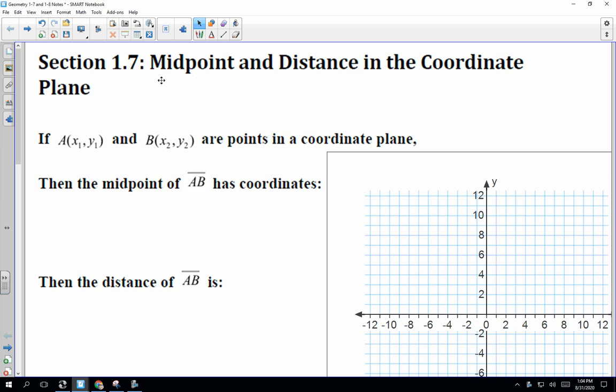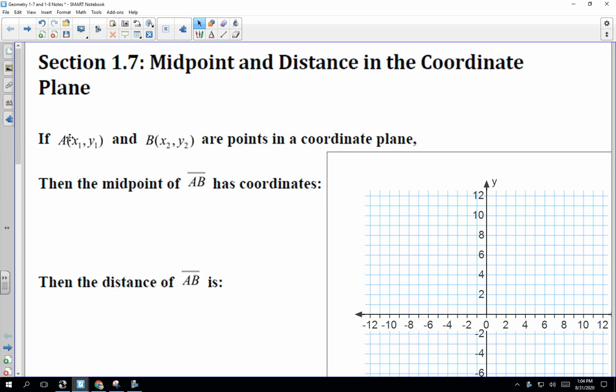This is midpoint and distance in the coordinate plane. So we were talking about line segments before. Now we're going to throw those line segments onto a graph and find the point halfway between the endpoints, and we're going to find the distance, or how long that line is going to be.